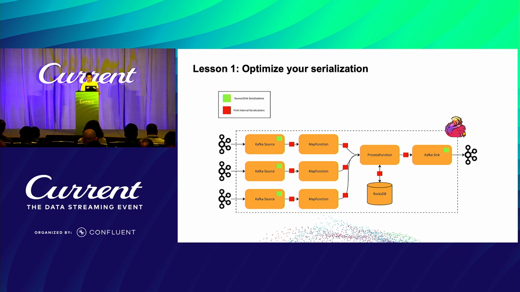There is also the Flink internal serialization. This happens whenever records are being passed from operator to operator, or from operators to RocksDB. These serializations are marked as red dots on the diagram. As we can see, whenever 2 operators are connected together, or whenever an operator is connected with RocksDB, there will be some sort of serialization going on.